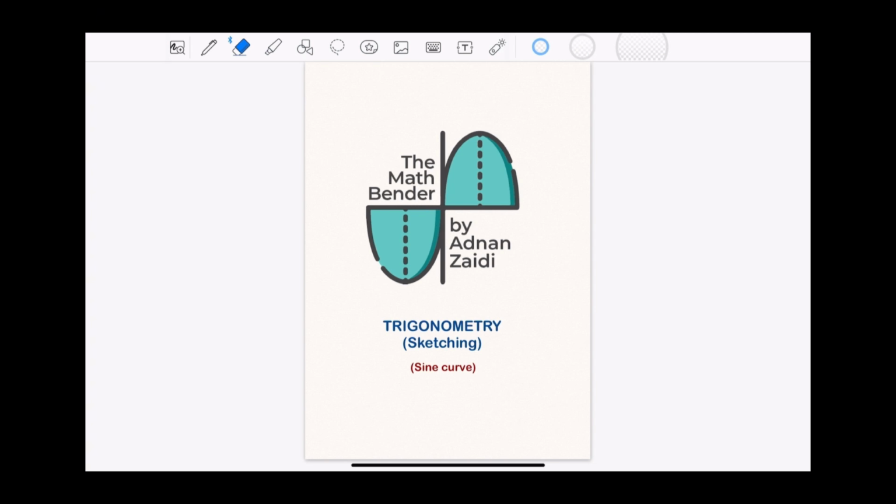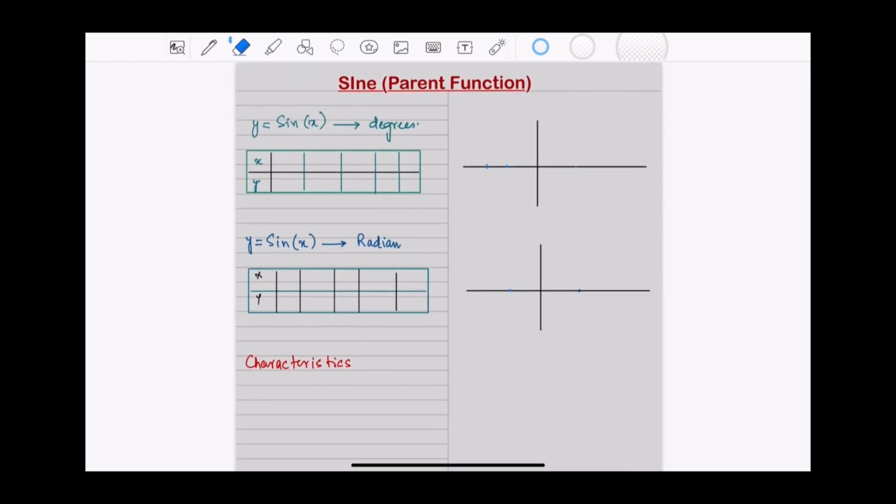I've already discussed trigonometry in its entirety of mathematics for IGCSE, GCSE and O levels, but this specifically is about AS level mathematics and add maths precisely. This is the first section of trigonometry where I'll discuss the sine curve, the sketching and its dynamics. So let's start off with the basic parent function.